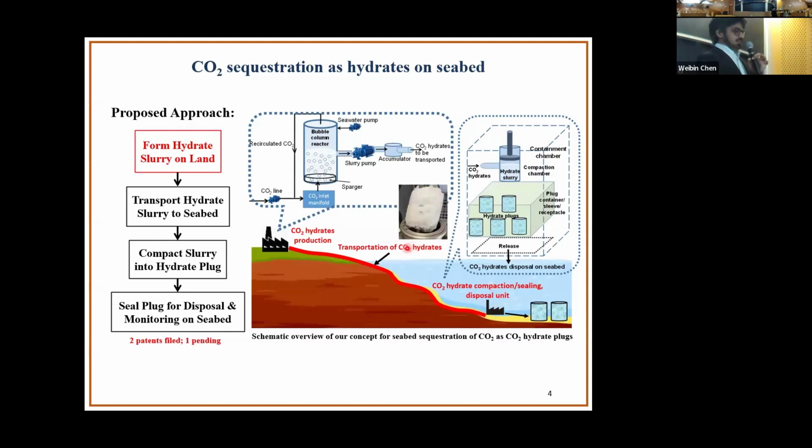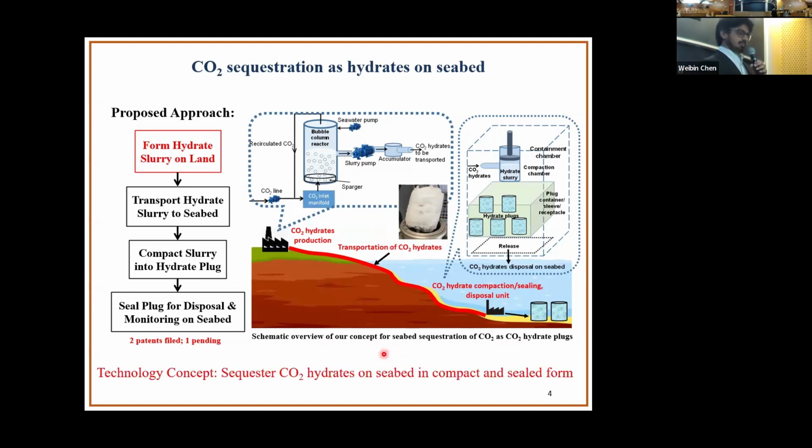Now, how do we approach this seabed sequestration of hydrates? We are essentially proposing a four-step approach, and currently we are focused on the first step. The approach being first to form hydrate slurry on the land, then we transport the slurry to the seabed. We compact the slurry into a plug, which looks like this. This is a plug we made in the lab. Then we seal this plug with an artificial seal and dispose of and monitor it on the seabed. So overall, this is supposed to sit on the seabed in a compact and stable form. And currently we're focused on fast formation of hydrates on land.